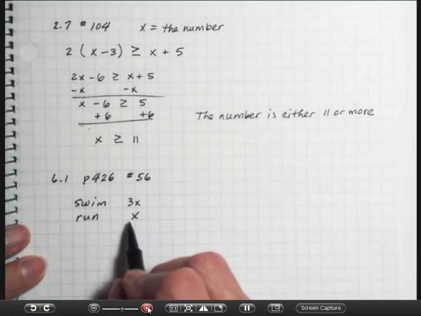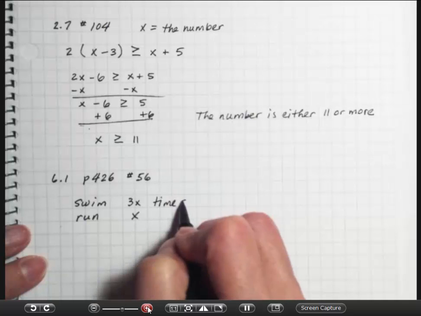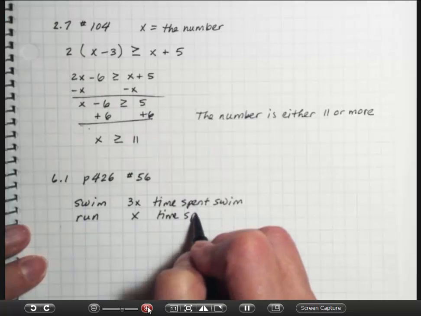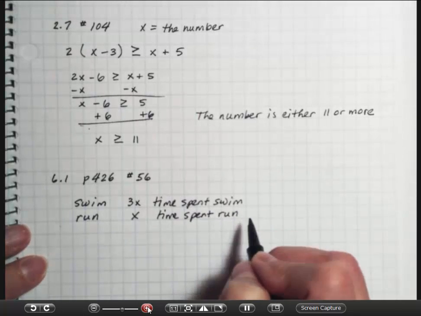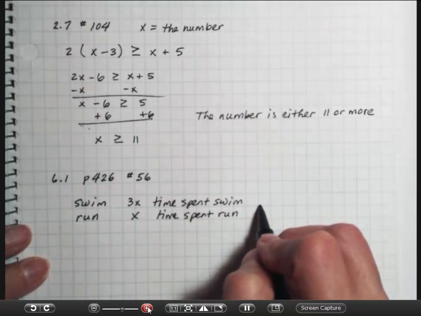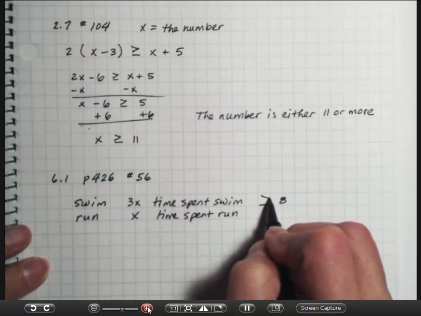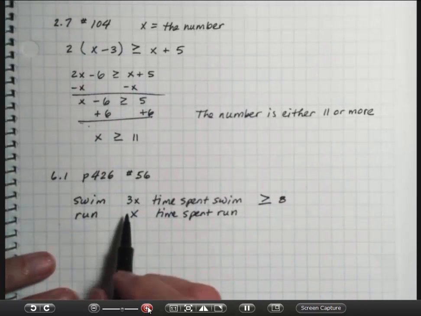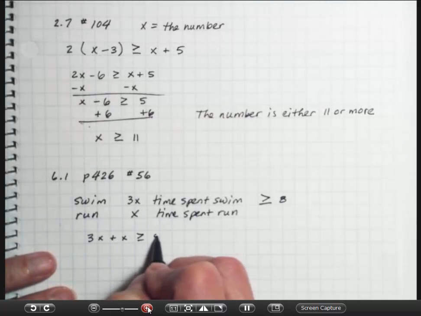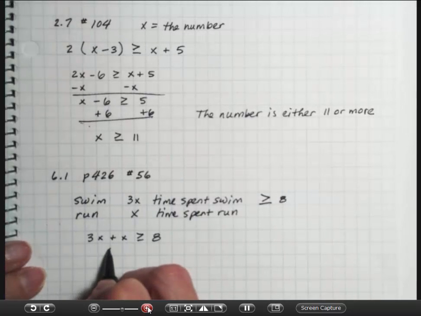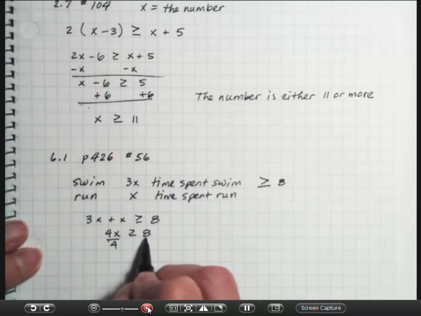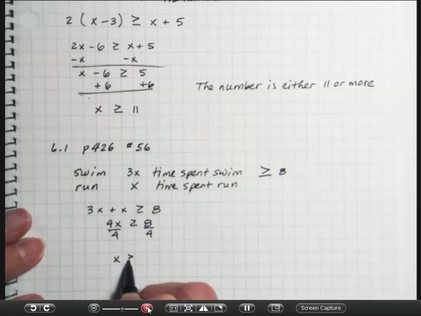So this is time spent swimming and time spent running. And she wants this to be at least 8 hours a week. So she wants this to be at least equal to 8 hours or more. So that's going to be your equation. Together, the 3x plus x has to be greater than or equal to 8, which means that 4x would have to be greater than or equal to 8. And dividing both sides by 4, we end up with x is greater than or equal to 2.